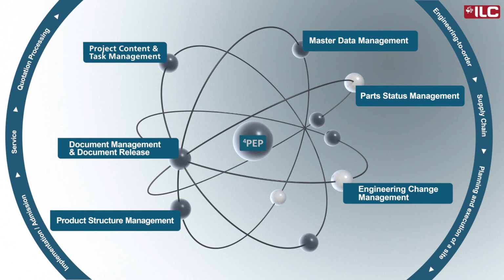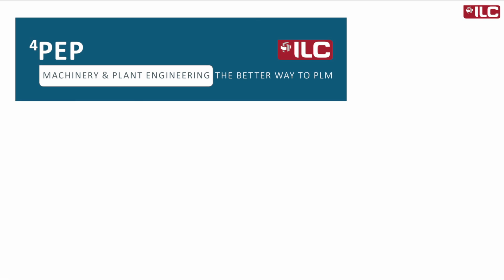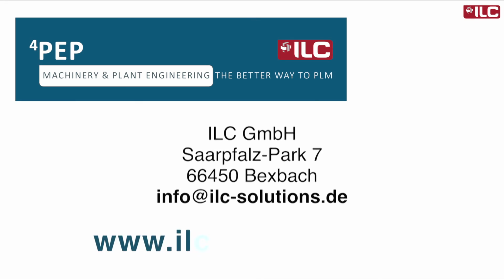The different solutions of ⁴PEP have a modular structure and interact seamlessly. You can build and extend your engineer-to-order solution step by step and can therefore scale it optimally. With ⁴PEP, the dream of the digital transformation of the engineer-to-order process can become real.